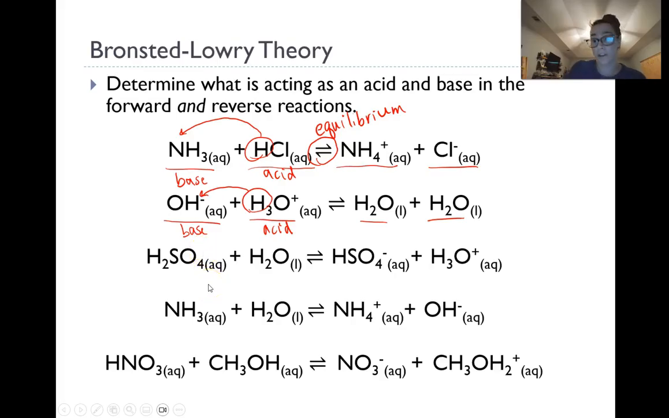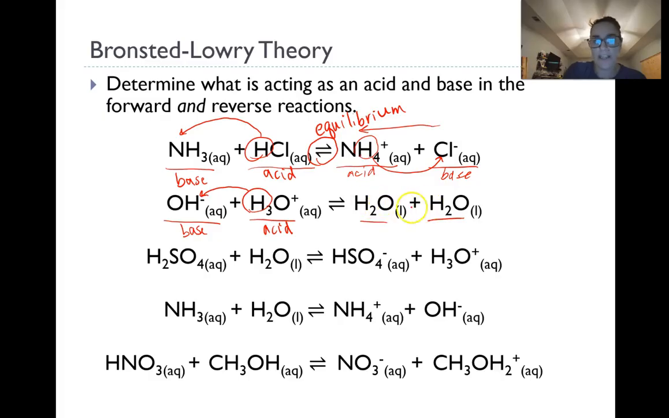That was the forward reactions, right? Let's talk about the reverse reactions. What if it's going backwards? In that case, let's look at the reaction going this way. So the ammonium gives its proton to the chloride to make hydrochloric acid. So if we go backwards, the ammonium is acting as the acid and the chloride is acting as the base.